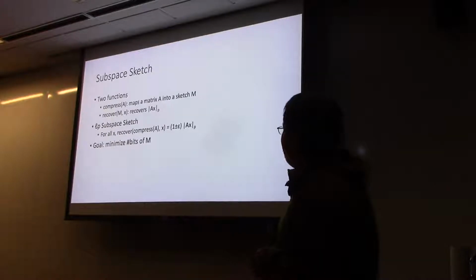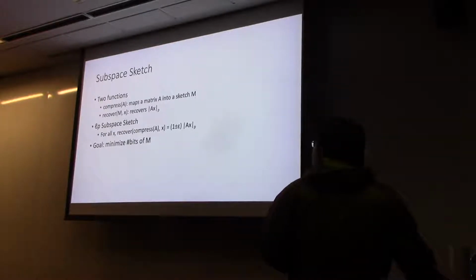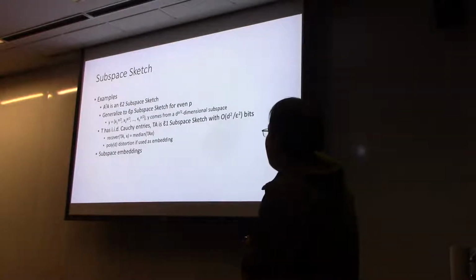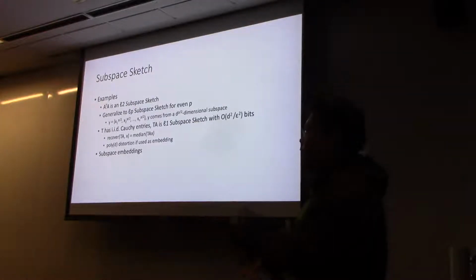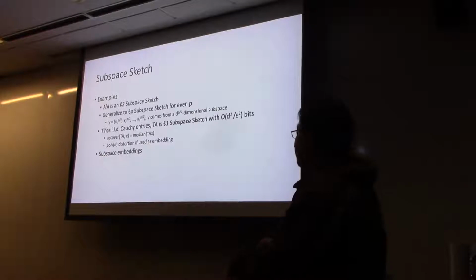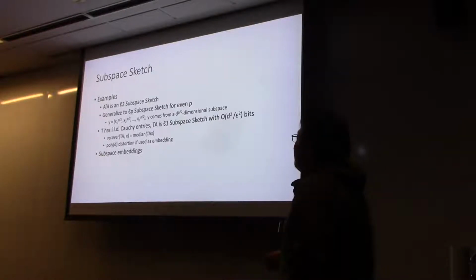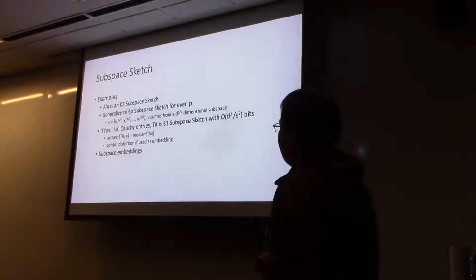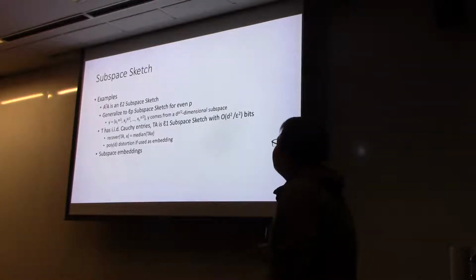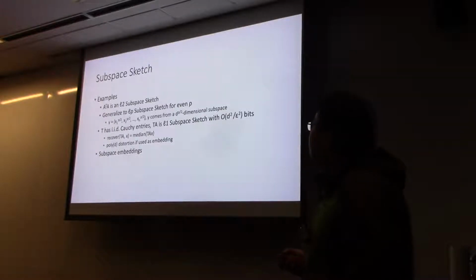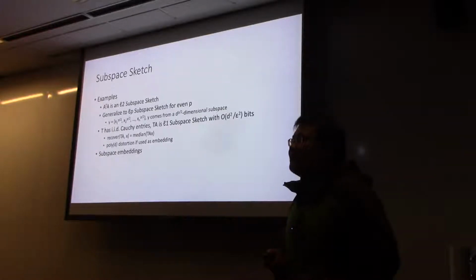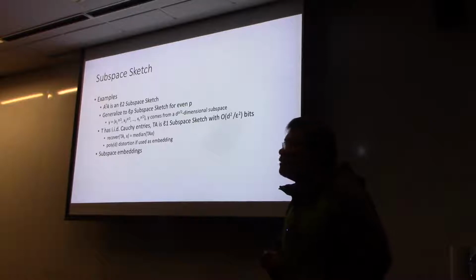Okay, so what will be a good subspace sketch? As Gary mentioned, any subspace embedding will be a good subspace sketch, because it also provides a way to recover the LP norm of all vectors in the subspace. But there are a few other examples, some trivial, some non-trivial. The first thing I want to show is that A transpose times A is an L2 subspace sketch with no distortion. Is that clear?